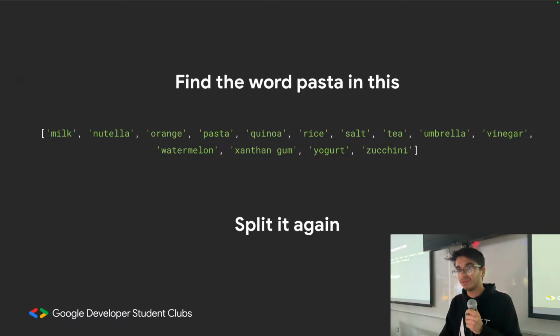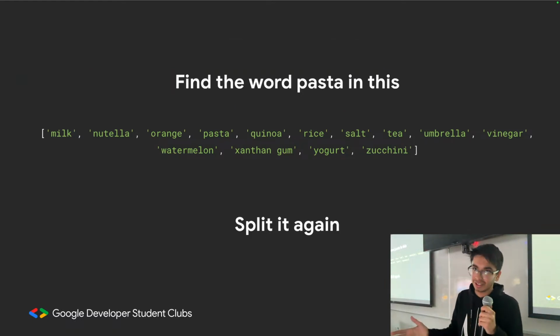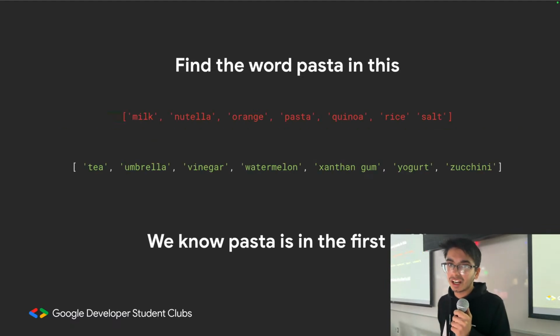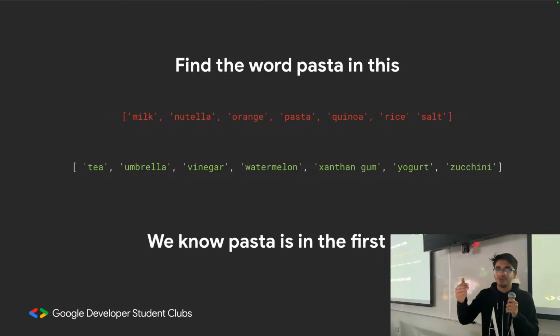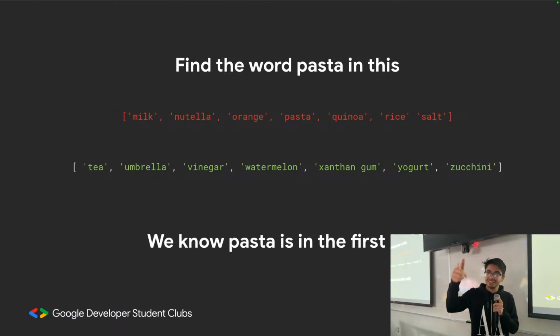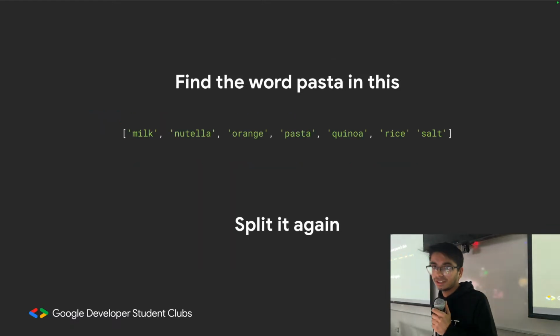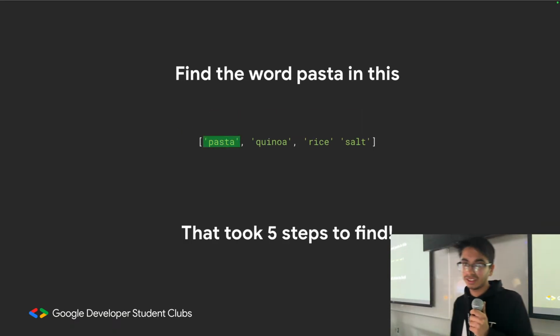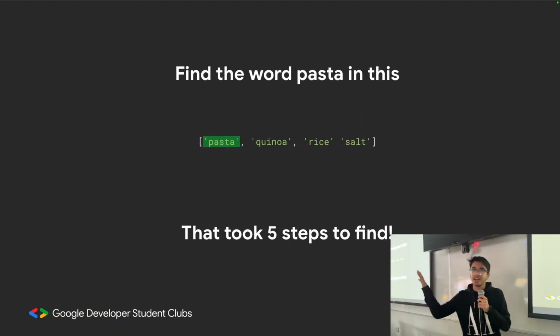So now let's look at this array. We've significantly reduced our search space right here. And here again, I'm going to split it again. The second half is gone because we know pasta is in the first half. And we split it again, and pasta is going to be in the second half. It took only 5 steps to find pasta in this array.